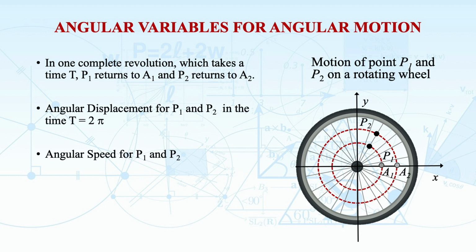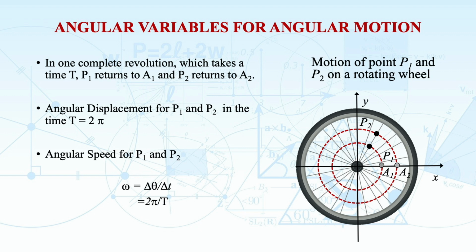So what is the angular speed for both these points P1 and P2? That will be the angle covered divided by the time taken. Since both of these points have undergone one complete circle, they have covered 2 pi radians of displacement. So the angular displacement delta theta, because it is an angular displacement, is the same for both these points, and that angular displacement is 2 pi. Both of these points come back in the same time t. So the angular speed for both these points on the rotating wheel is 2 pi by t.